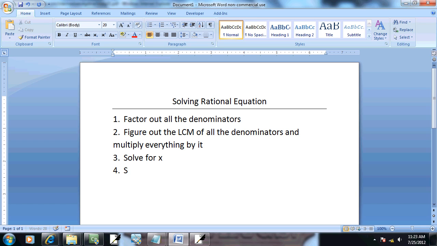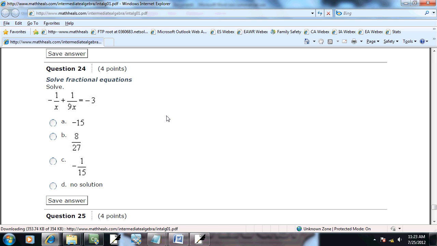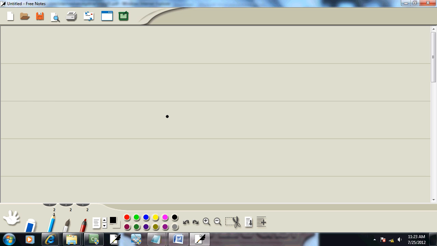And then step 4, semi-check your answer. Basically you don't need to fully check it, but you need to make sure it doesn't cause a 0 in any of your denominators, since you had x's in your denominators originally. So let's work this one out.